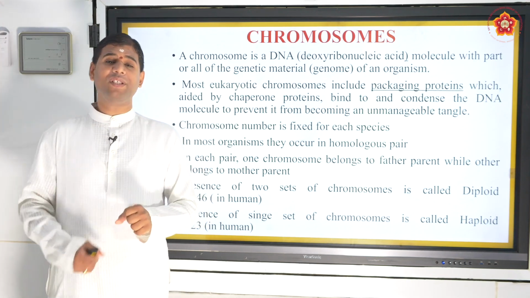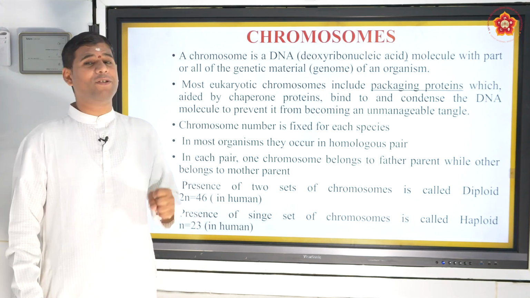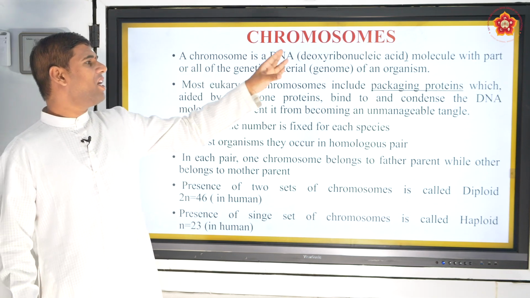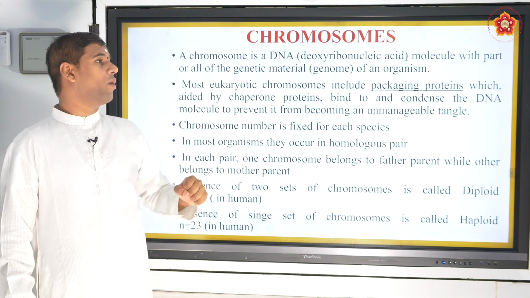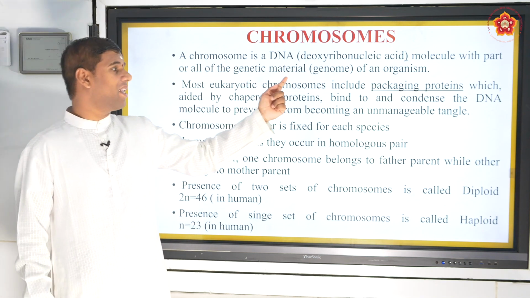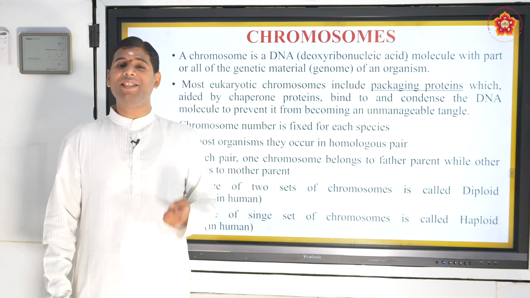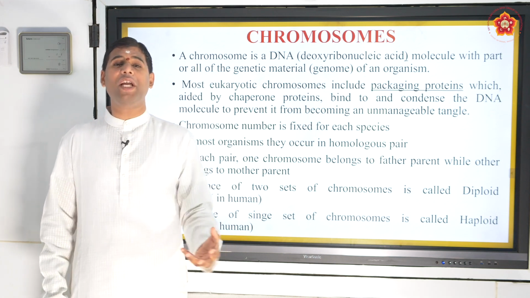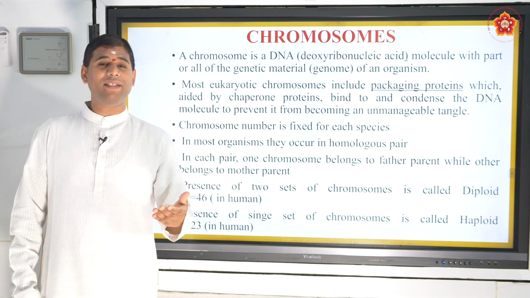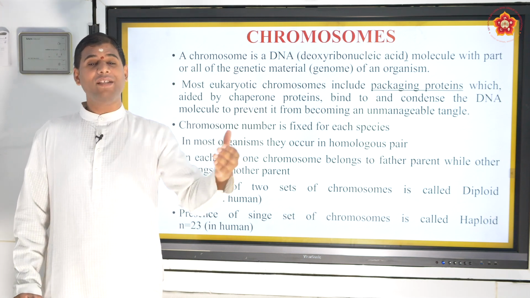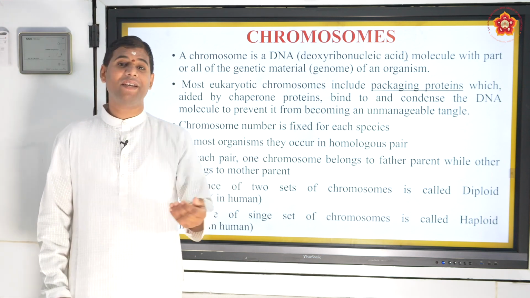Now coming to this, what actually are these chromosomes? Here, it is the DNA, okay? It is the DNA, deoxyribonucleic acid molecule, with part of the genetic material, that is the genome of an organism. Now, this genetic material is nothing but what contains the genes of your parents, of your grandparents and great-grandparents. Yes, all the genes are inherited in the process.